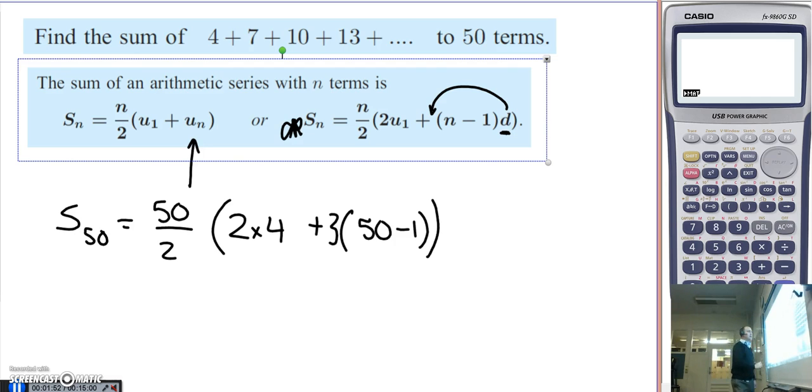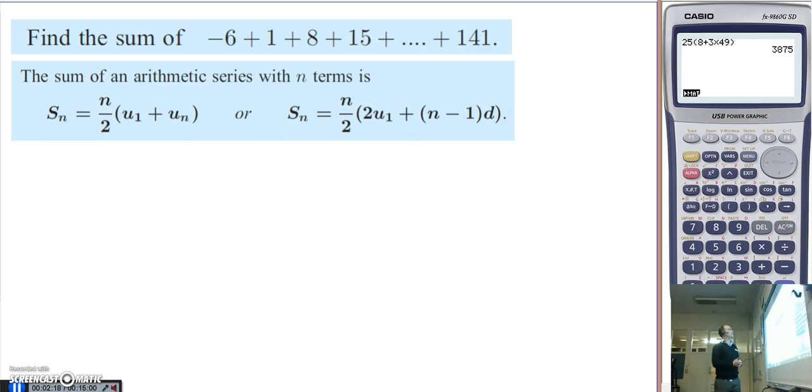Alright, I now come over to my calculator and enter that in. So 25, simplifying that first term, bracket 8 plus 3 times 49. So simplifying down, 3,875 is the sum of the first 50 terms.